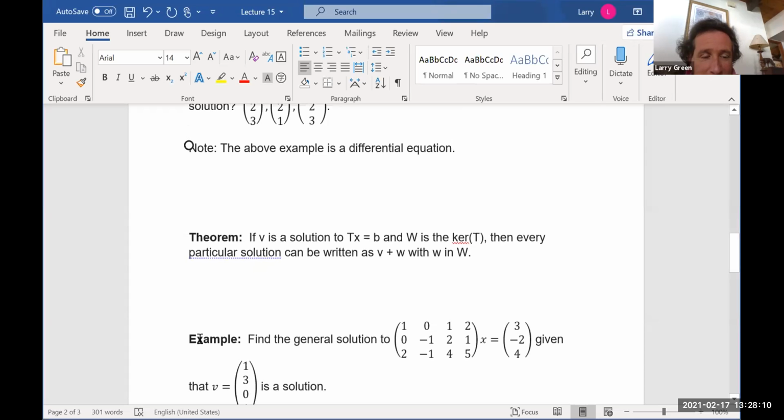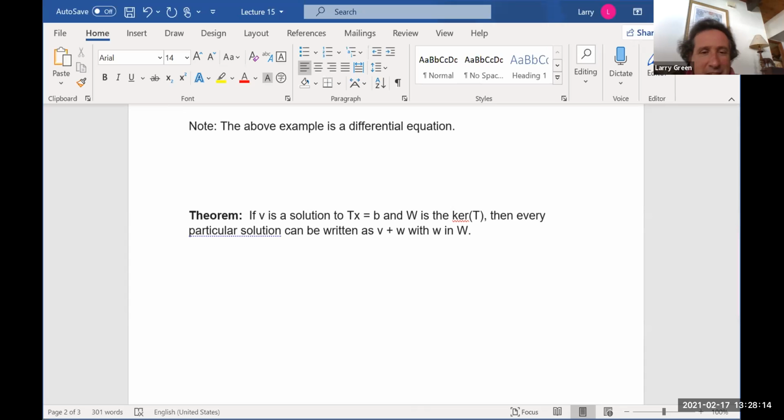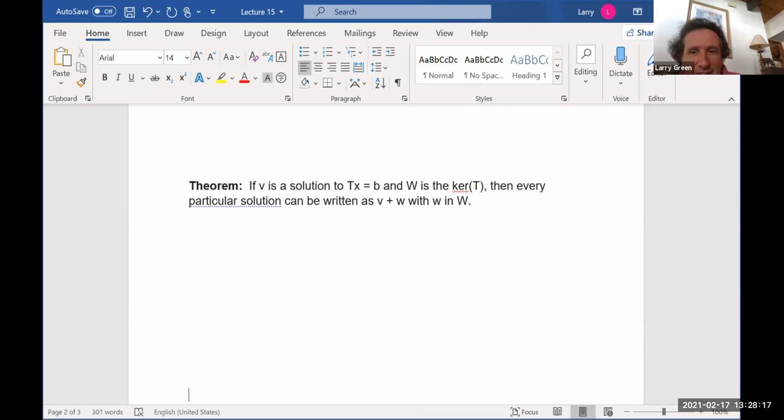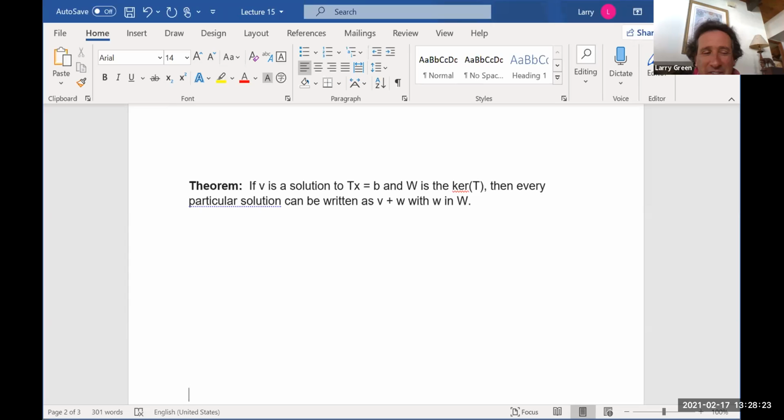All right, here comes a big theorem, a major one. And this comes up in a huge way next quarter. What class is next quarter? Differential equations. Yeah. And that's why I wanted to show you the example above, because this is a big deal for next quarter. And it says the following. If V is a solution to Tx equals B, so that means V is a particular solution to this equation, and W is in the kernel of T.